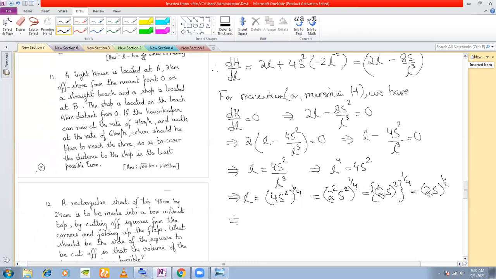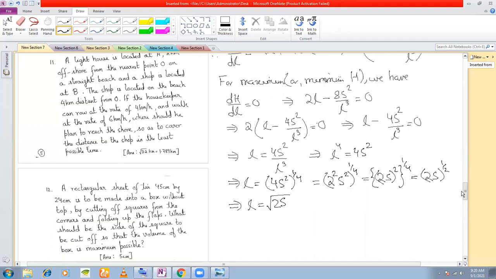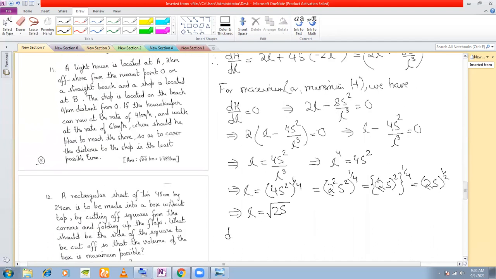That means what are you getting? L is equal to root over 2s. Now at L equal to root 2s, the length of the hypotenuse is either maximum or minimum. Now how do we check whether it is maximum or minimum? We take the second derivative, d2H/dL2.